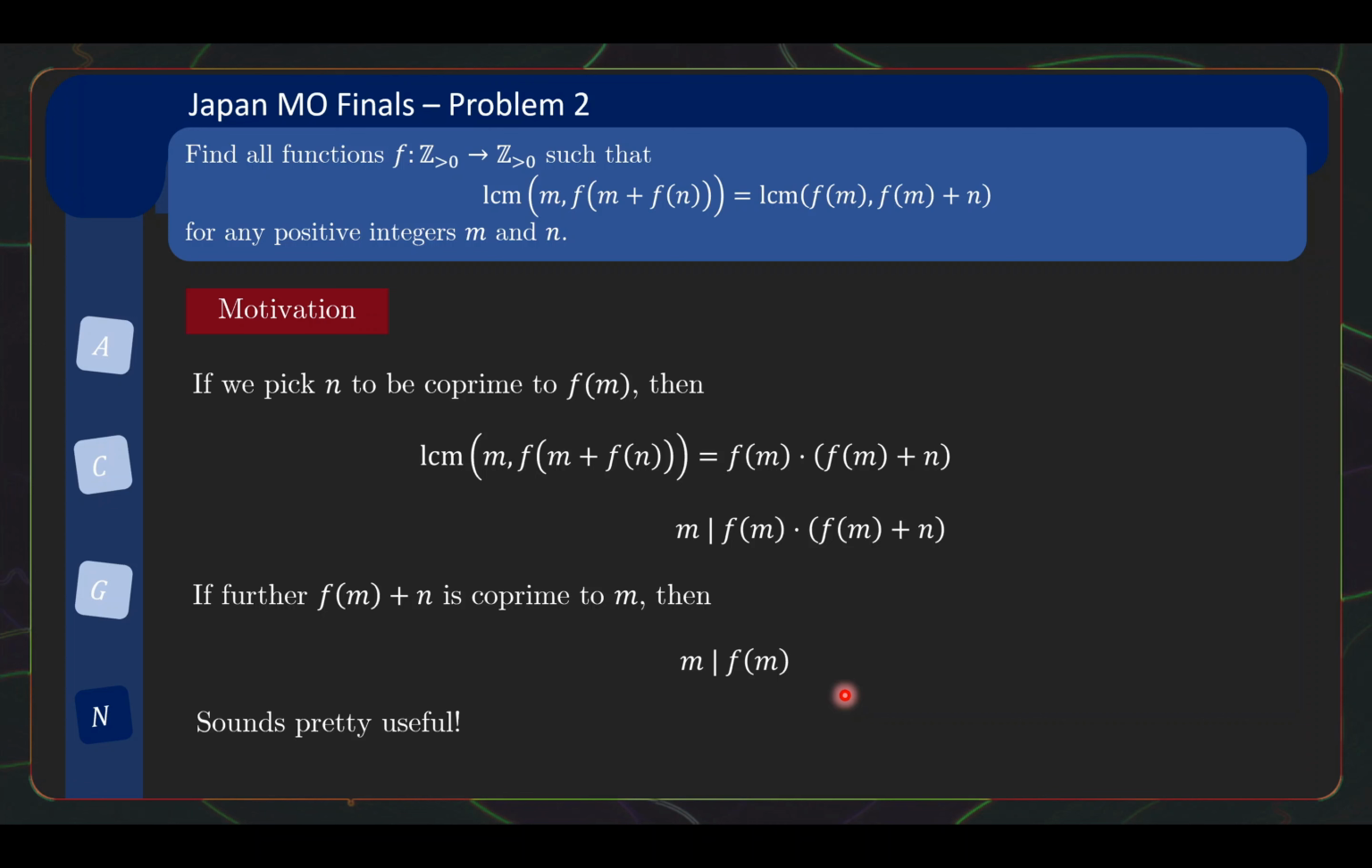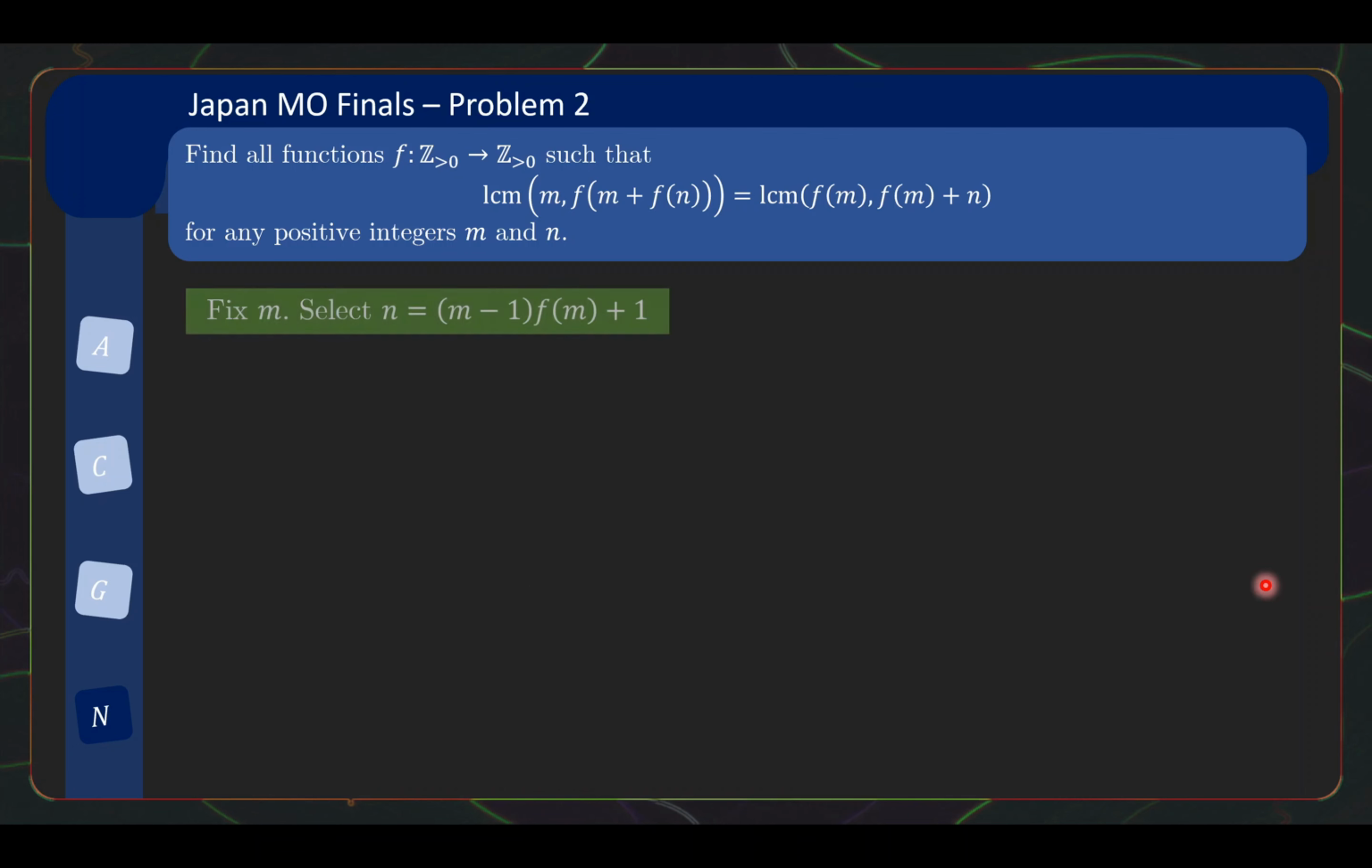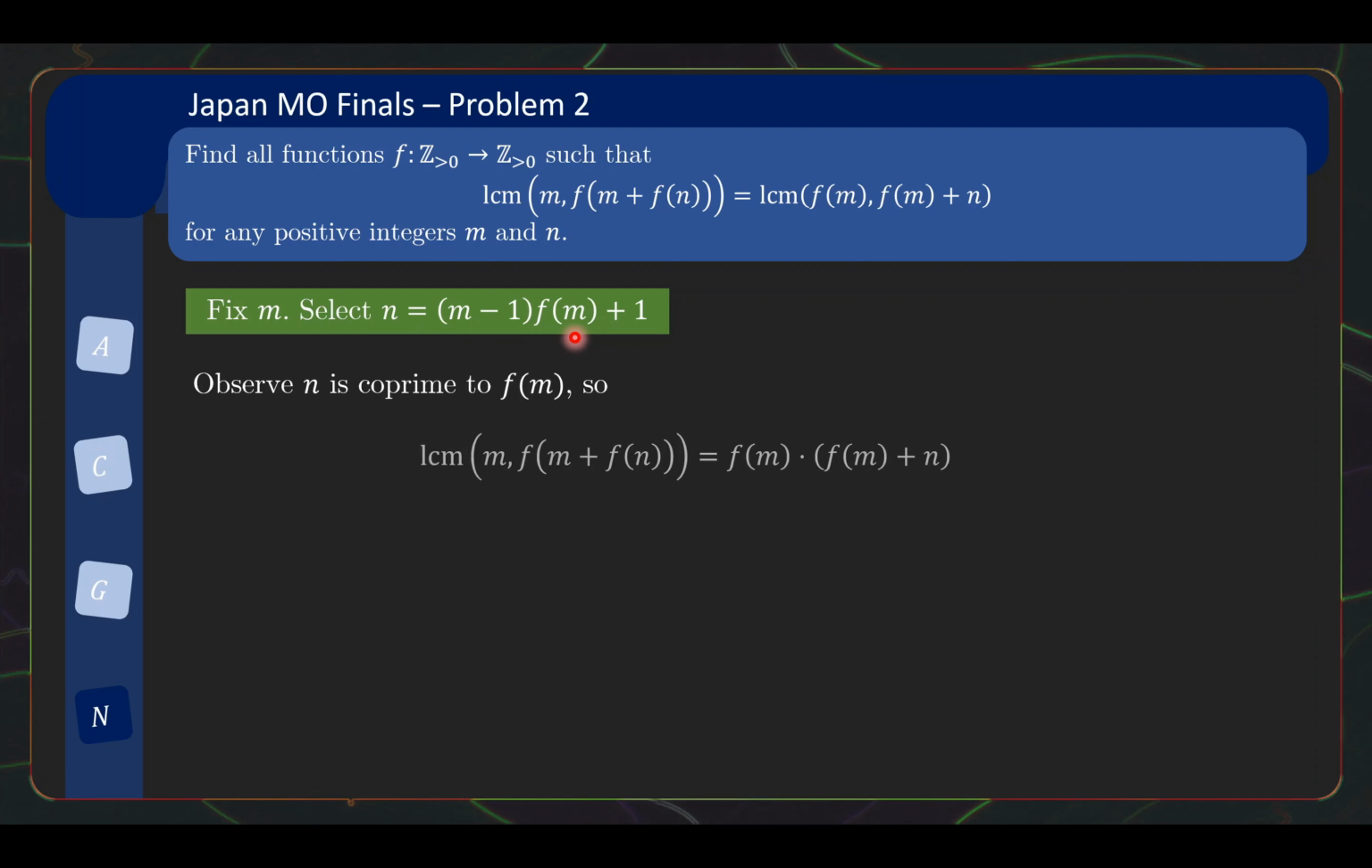So maybe let us now confirm that we can indeed pick an n that satisfies these two properties. And it's not hard to come up with a construction. So for a fixed m, basically you pick n = (m - 1) f(m) + 1. And let's see why this works. Obviously n is 1 more than a multiple of f(m), so n is co-prime to f(m). So as before, the LCM on the right hand side just becomes the product, which means m divides the right hand side over here.